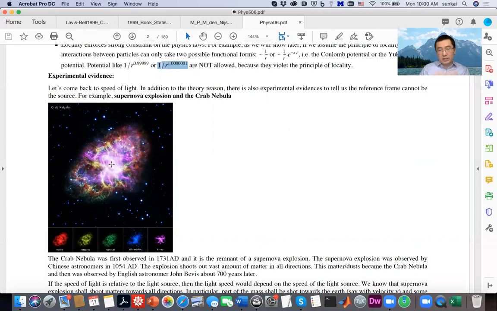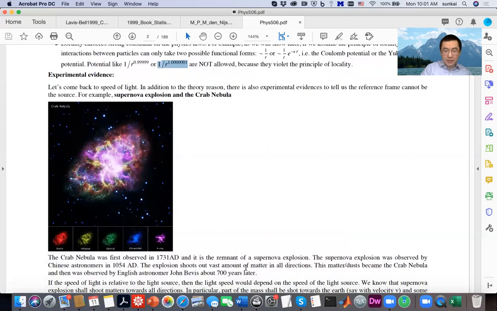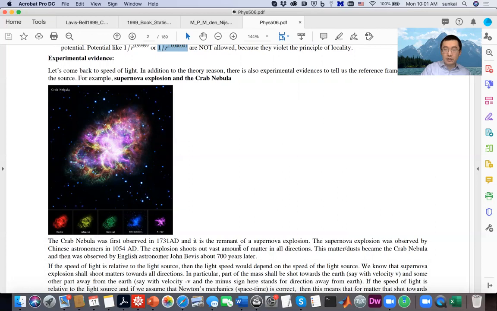Okay, 700 years after the supernova explosion, people observed this nebula. This supernova explosion was noticed and recorded by the ancient Chinese, and you can find the historical record about it. And this nebula was observed by the English astronomer John Bevis. Although there is a 700 year difference, people eventually established the connection of these two events and demonstrated that these are exactly the same thing. So this supernova explosion led to the Crab Nebula that people observe.